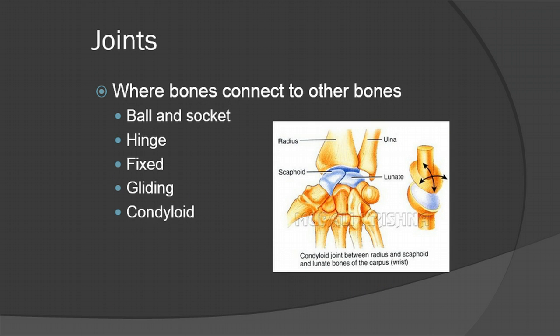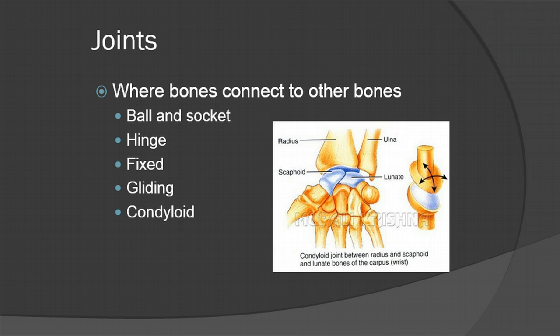Joints. Okay, so some people have issues with understanding the differences between joints and tendons. And just remember that joints are where bones connect to other bones. So we have the ball and socket, hinged, fixed, gliding, and condyloid. So the ball and socket, obviously a good one for demonstrating that is going to be your shoulder at the very top where it rotates. That would be a ball and socket.